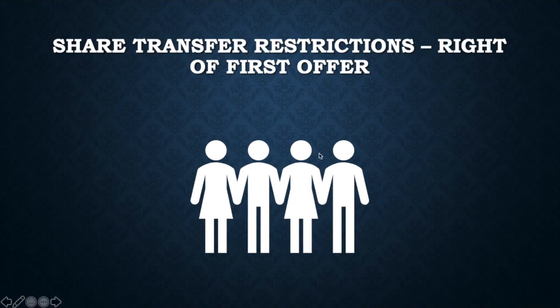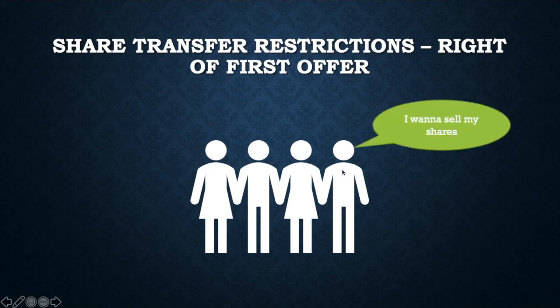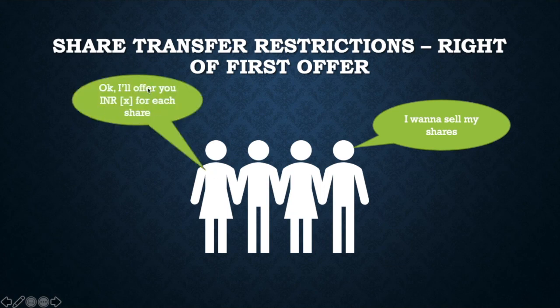So we have over here our investor, the gentleman on the right, and these three other promoters. And this lady on the left is the main promoter. And all of them together are shareholders. So our investor over here says, I want to sell my shares. Once he says that, he turns to the promoter to say that. The promoter says, well, I will offer you INR so much for each share.